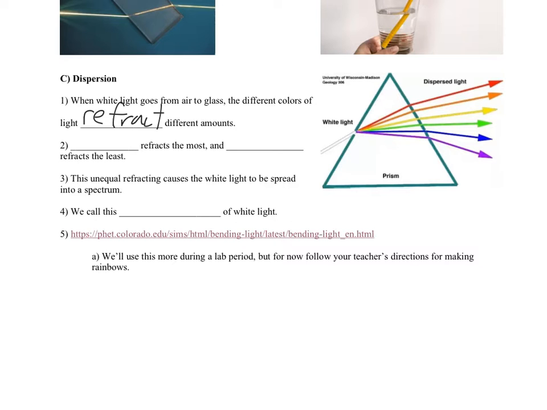So looking at the image here, violet refracts the most, and red refracts the least. Violet changes direction the most from the white light, and red changes direction the least. This unequal refracting causes white light to spread into a spectrum. We call this dispersion. And we checked out how to make rainbows in the simulation here. You could check that out.